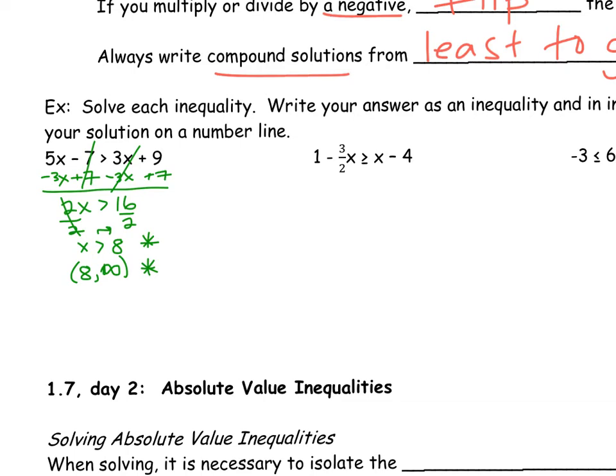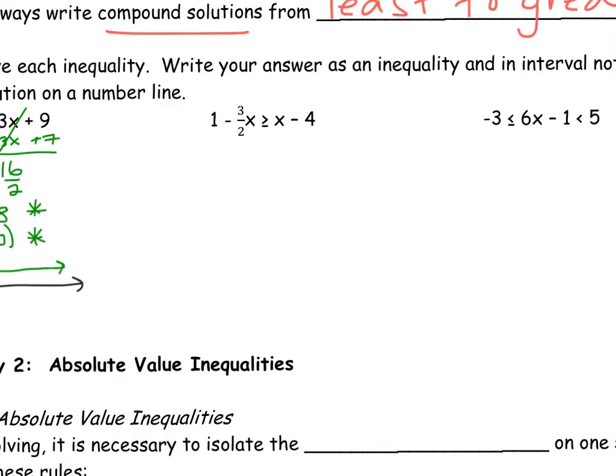Now, to create this solution on a number line, all I need is my boundary number of 8. So I'll just pick a spot, put 8. Because of the parenthesis and the greater than symbol, that's an open circle. It goes towards positive infinity, so it goes towards the right. And there's your solution on a number line. Let's try the next one.